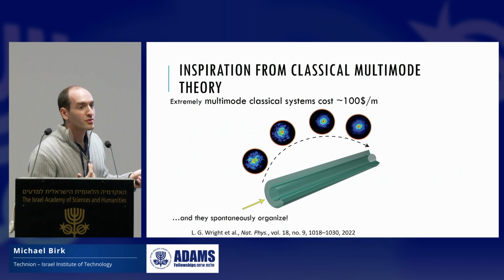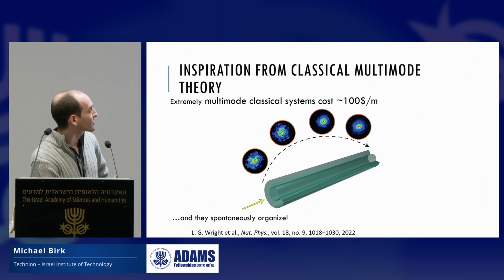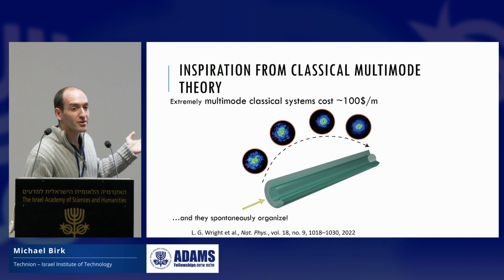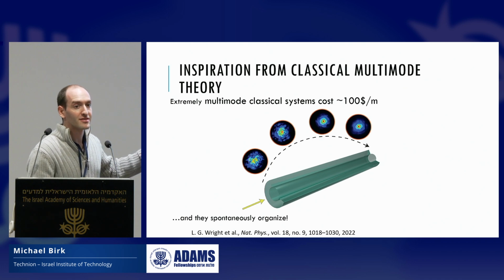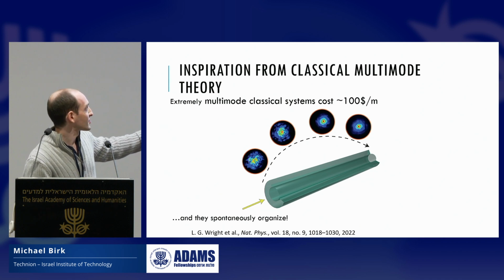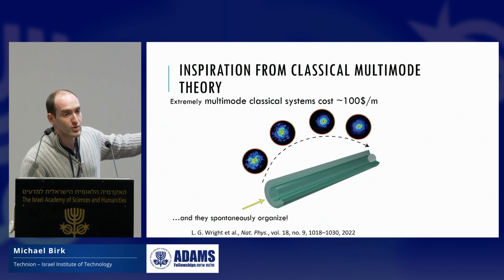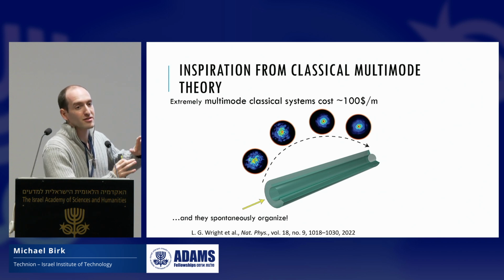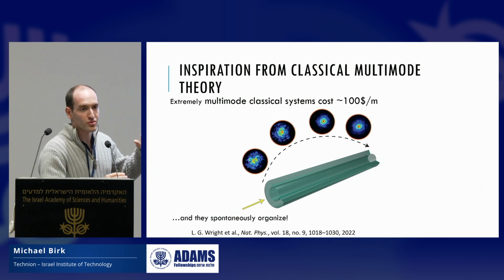But fairly recently, the classical world has also gone into these extremely multimode systems, and they have some interesting results. It turns out that these cheap, extremely multimode systems naturally organize. If you're looking at how much energy is in each of these modes, while you're traveling through the fiber, you have random interactions, and what ends up happening is that everything organizes. All the light wants to be in some distribution of modes.